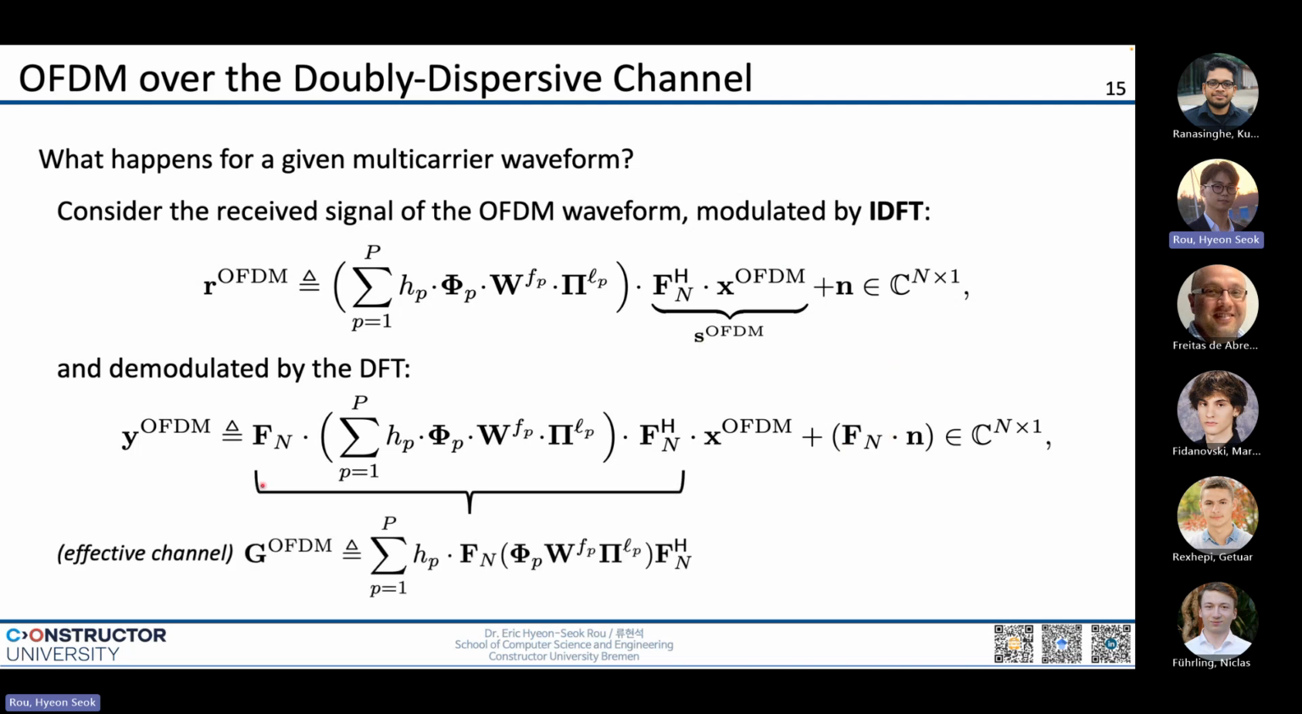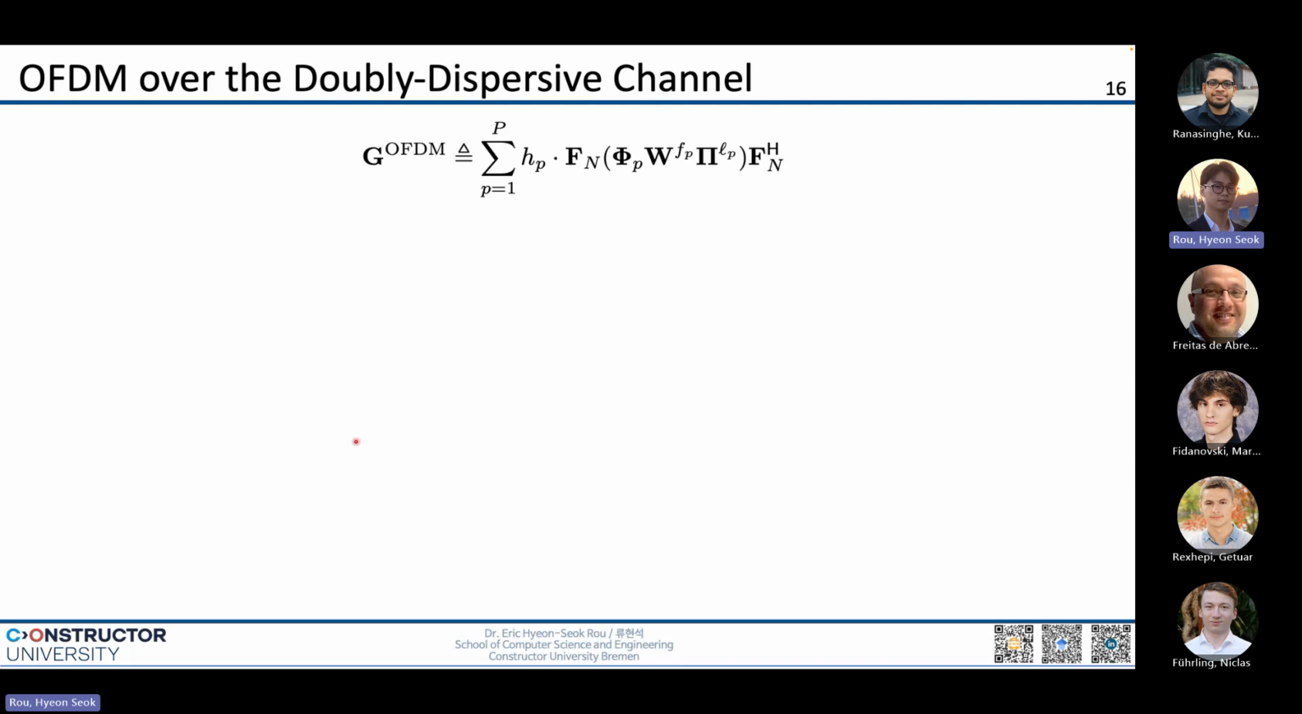And now we define this effective channel of OFDM as including the modulator and the demodulator. And of course, this complex coefficient can be taken out. And what we want to see now is the behavior of this inner set of matrices, especially the effect of right and left multiplying this convolutional channel that we have seen before, with the integer shift and Doppler phase ramp, by the Fourier transform. And that is going to be shown next.